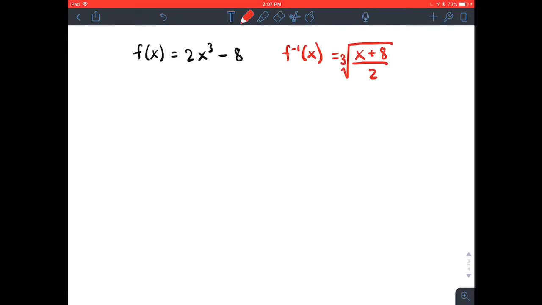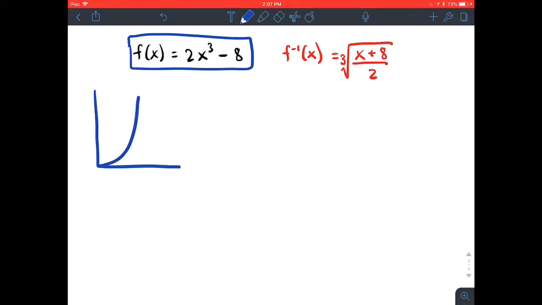Okay, so this seems to work, but imagine getting even more complicated functions with many, many different operations. It's going to be very hard to keep track of all that in your head. So one trick you can use is the following. Suppose we have f of x equals 2x cubed minus 8, and we want to find the inverse function.